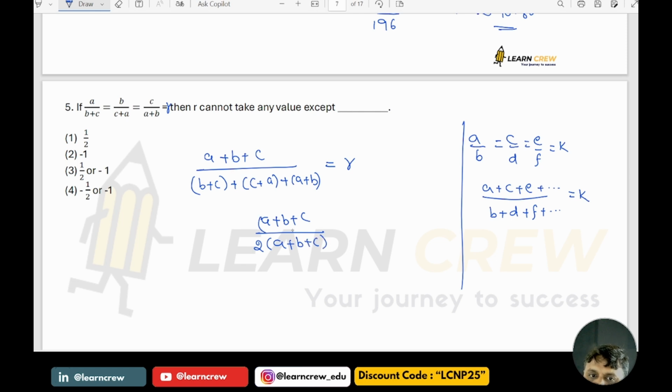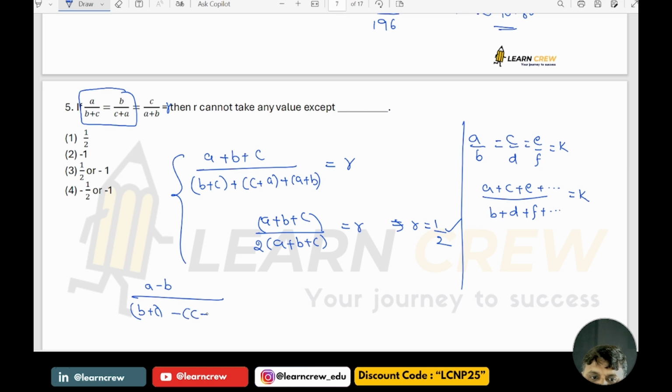So from this you can say R is equal to 1 by 2. Also we have one more property, difference. I am taking these two. A minus B divided by B plus C minus C plus A is equal to R. That implies A minus B by C minus C cancel. A minus B minus of A minus B is equal to R. That implies R is equal to minus 1.